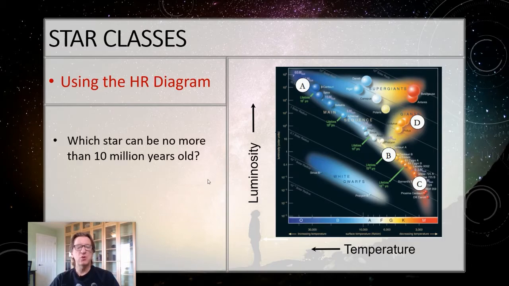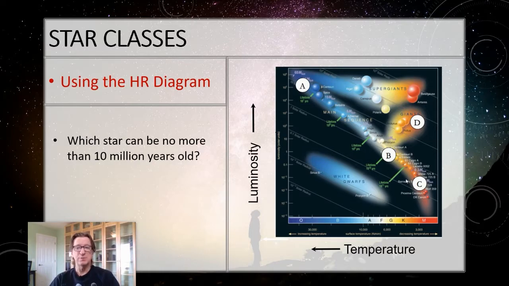Which star can be no more than 10 million years old? Pause the video, think about it, work it out. Well, remember, the lifetime of these O-type stars here is very short, less than 10 million years. So since they only live for 10 million years, this one cannot be more than 10 million years old.